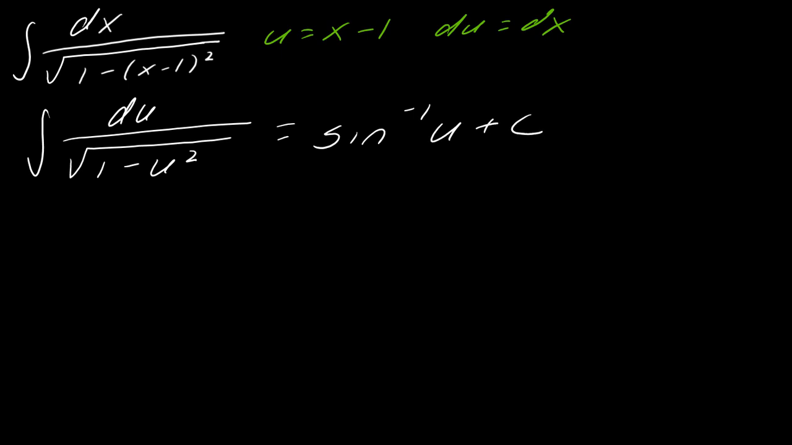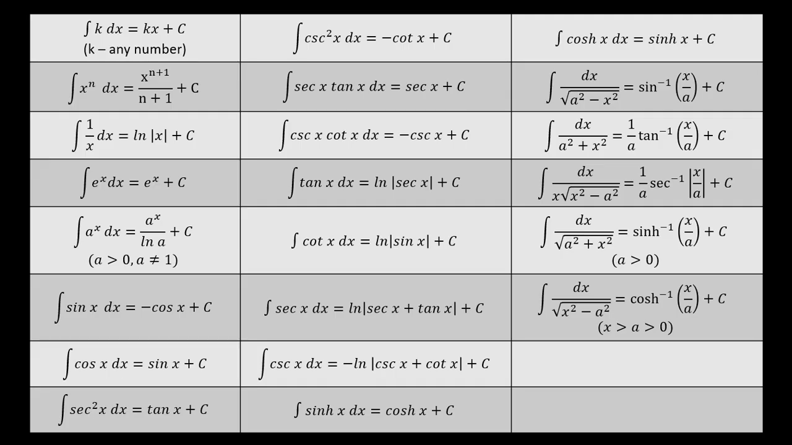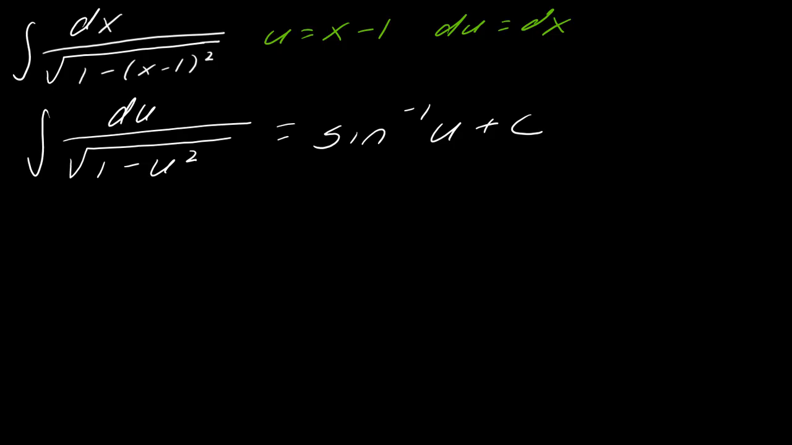So going back to our little list of charts here, right? So 1 squared minus x squared. So this can be written as this. And so now where I have the x, I will now make that replacement. So this will become inverse sine of x minus 1 plus c.